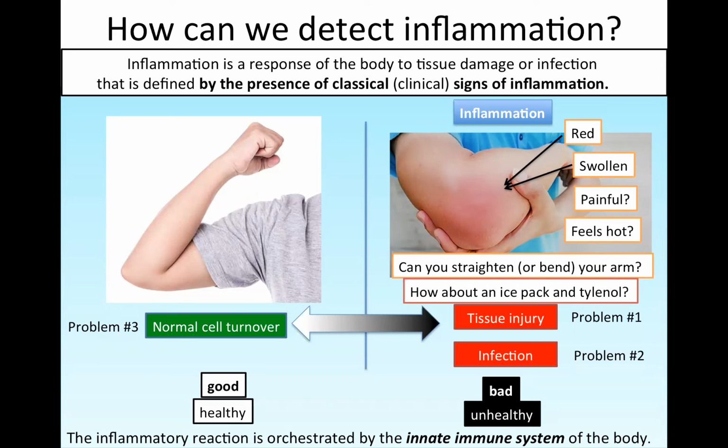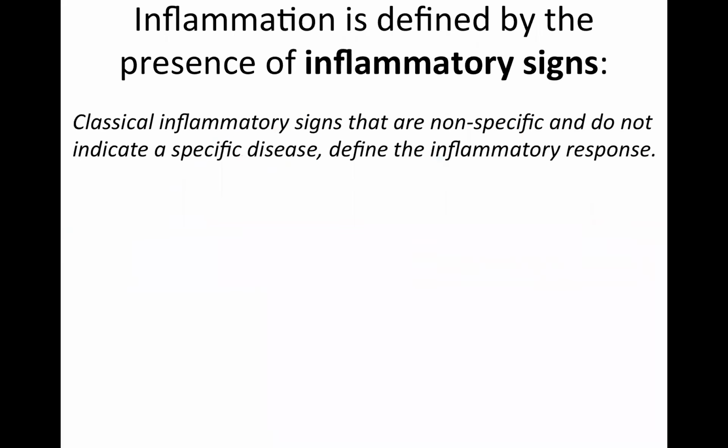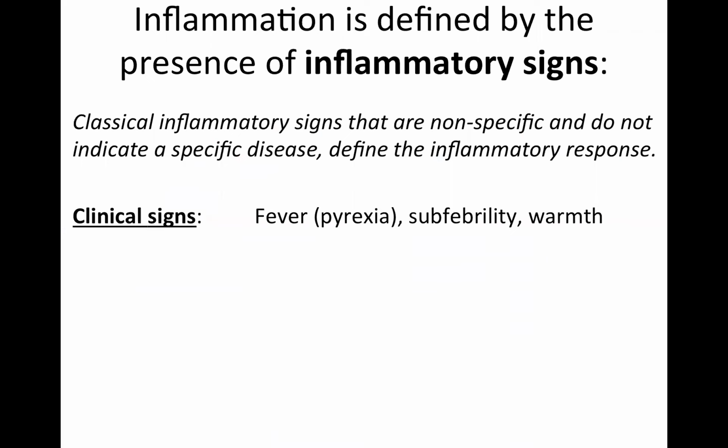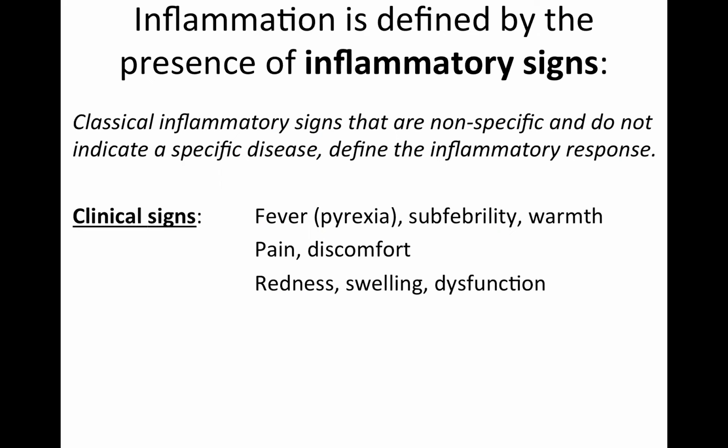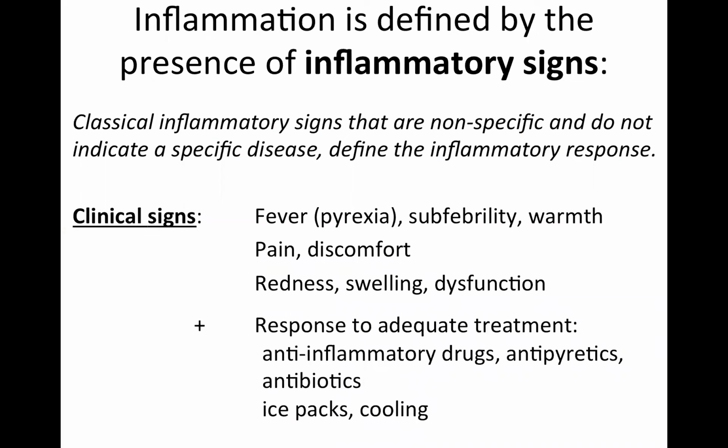And all of this is taken care of by the innate immune system of our body. So the classical inflammatory signs include fever, warmth, pain and discomfort, and redness, swelling, and dysfunction of the part of the body which is inflamed. And usually what we can see is that anti-inflammatory treatment, or antibiotics in infections, and antipyretics are helpful.